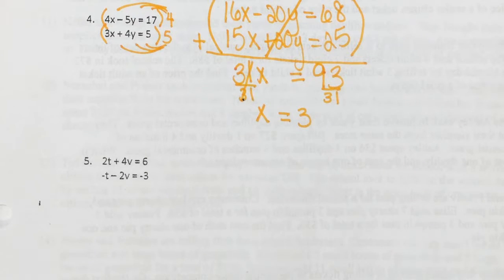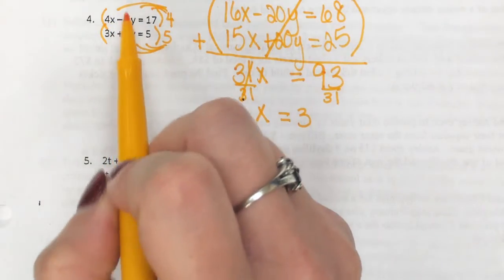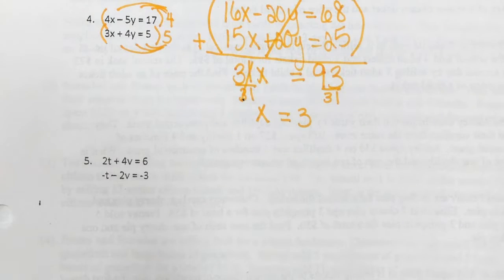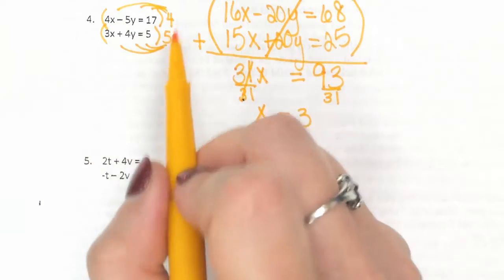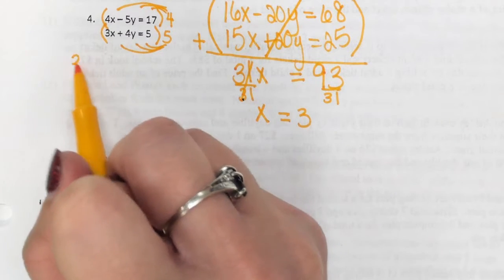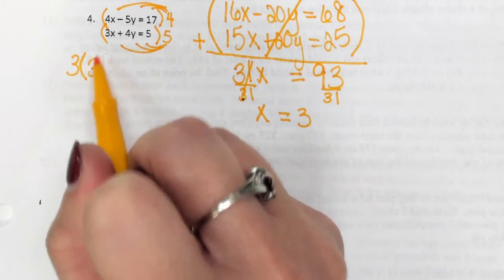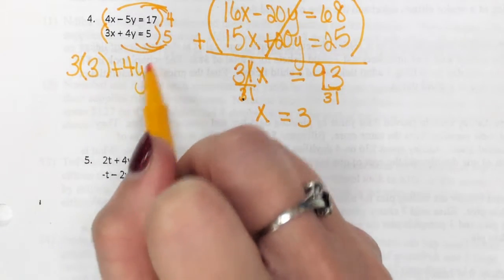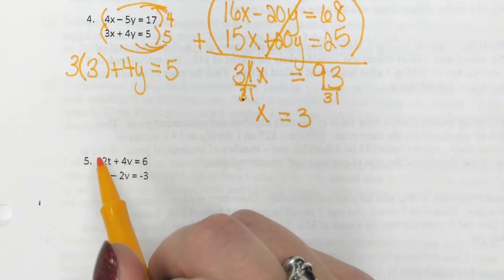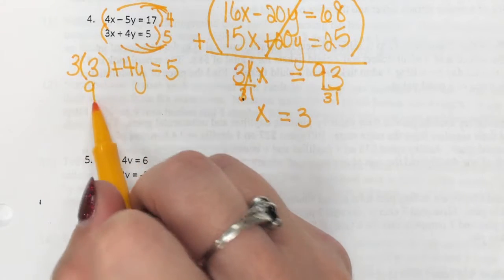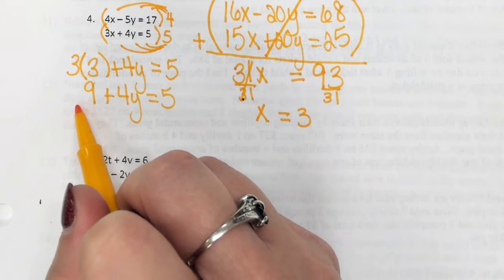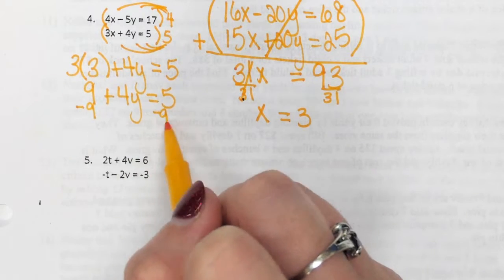Alright guys, you have 4 options. You can either plug it into the original 2 or the 2 where you multiplied. What do y'all want to do? Okay, which one? Yeah, I'd probably do the bottom one too. So it'd be 3 times 3 plus 4y equals 5. So that's 9 plus 4y equals 5. There you go.